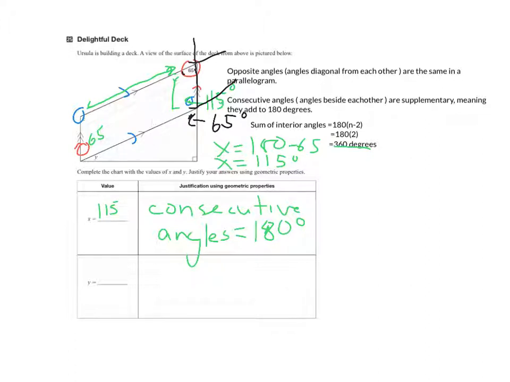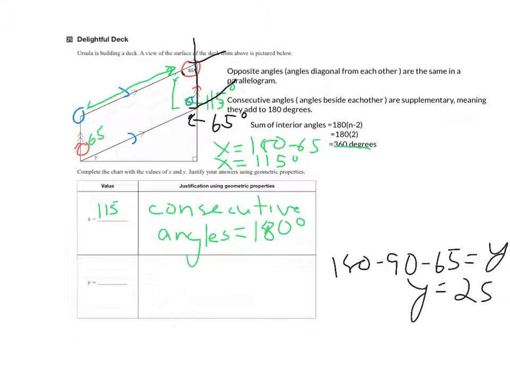My sum of interior angles for a triangle is 180 degrees. So I can go 180, take away 90, take away 65. And that will give you 25 degrees.